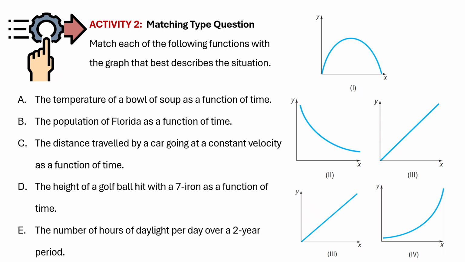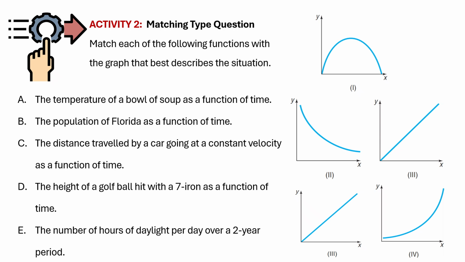The next activity is a matching type question. Match each of the following functions, A to E, with the graph that best describes the situation. So there's a graph 1, 2, 3, 4, and 5. So you can match this function according to this graph.